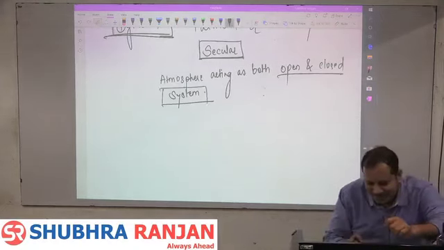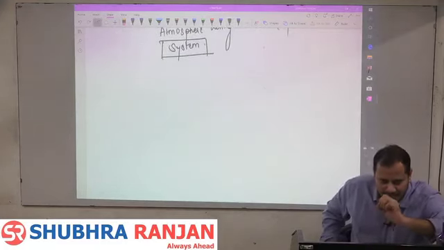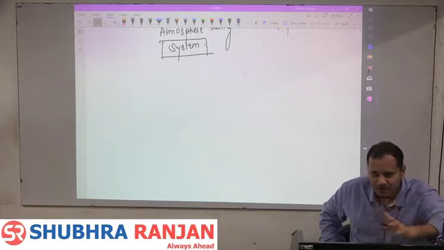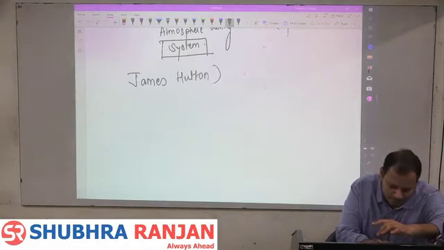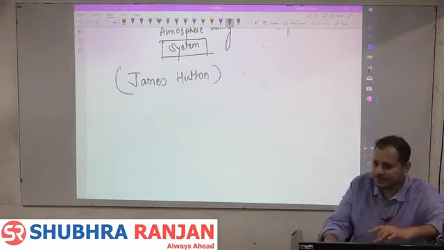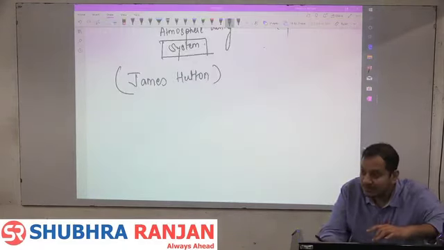So next point. As per the theory of uniformitism, who is the person? As per the theory of uniformitism, what happened? James Hutton.